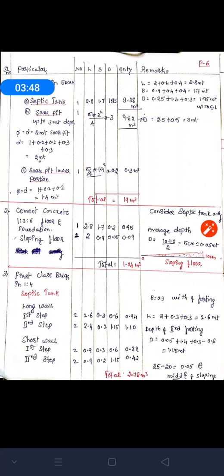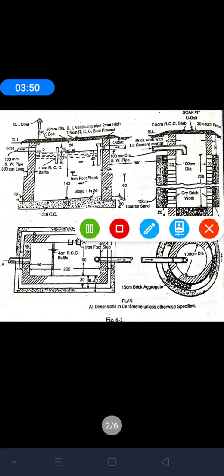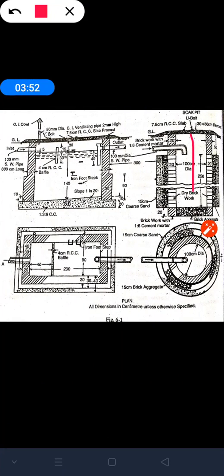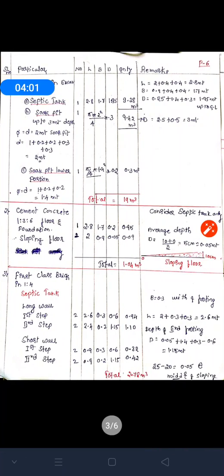Depth is 3 meter means here you consider only this portion, from end to end. So 2.5 plus 0.5, this is 0.5, this is 2.5, so 3 meter. Then that's all about the septic tank and the soak pit upper portion.